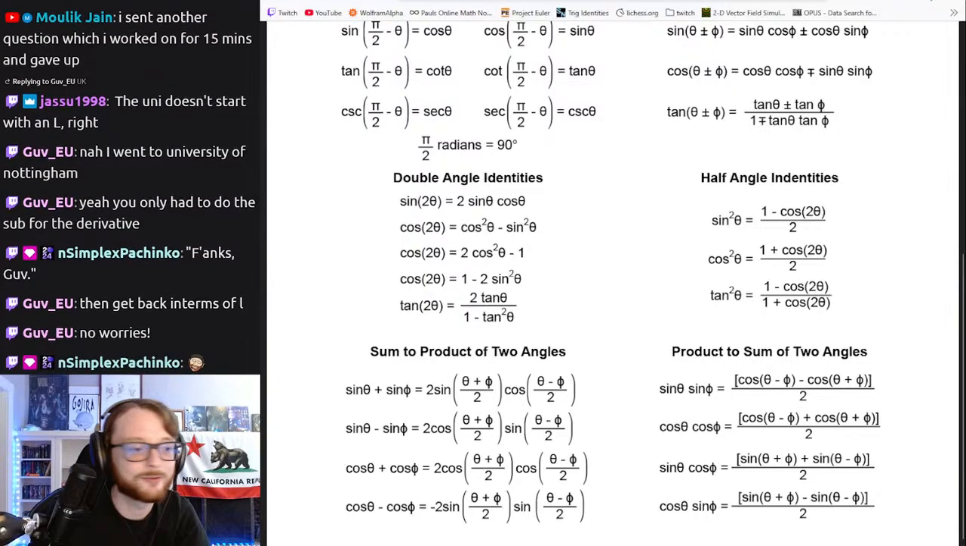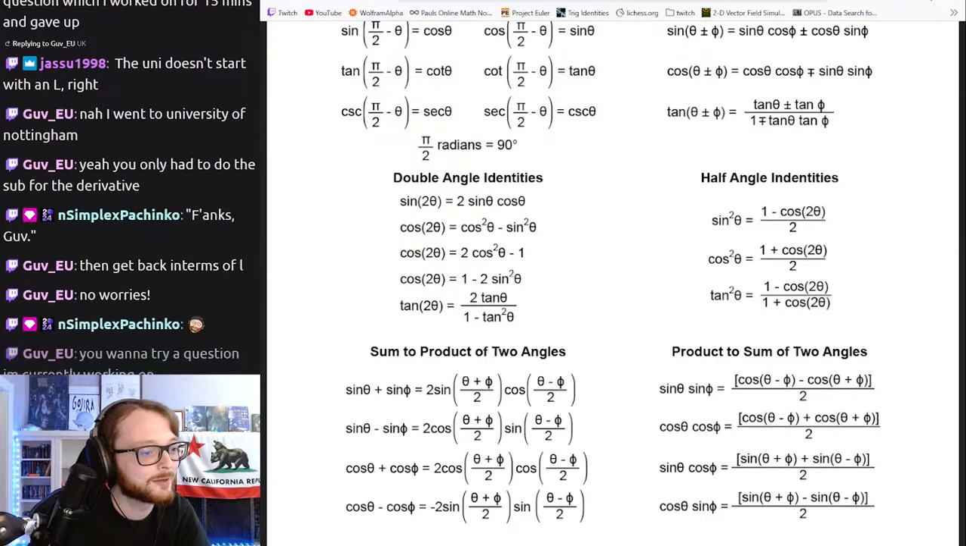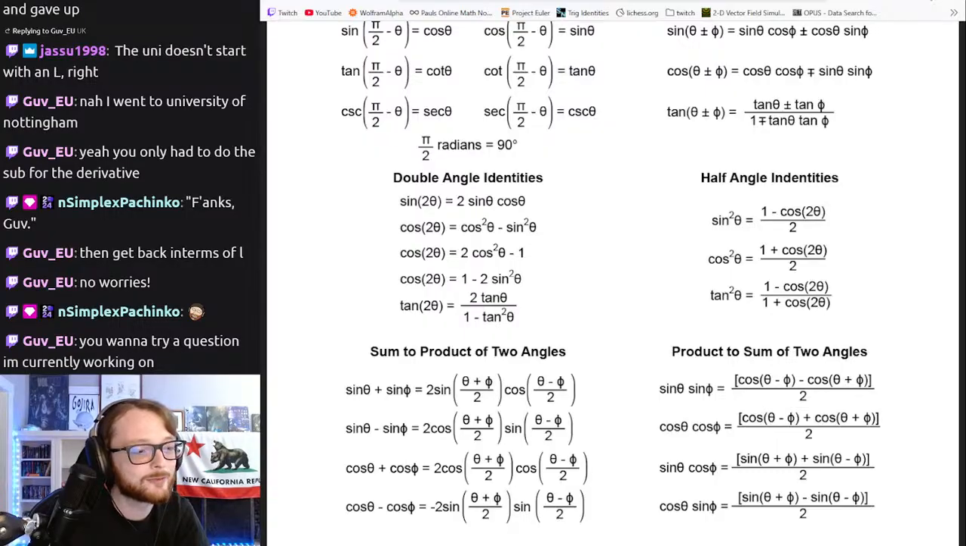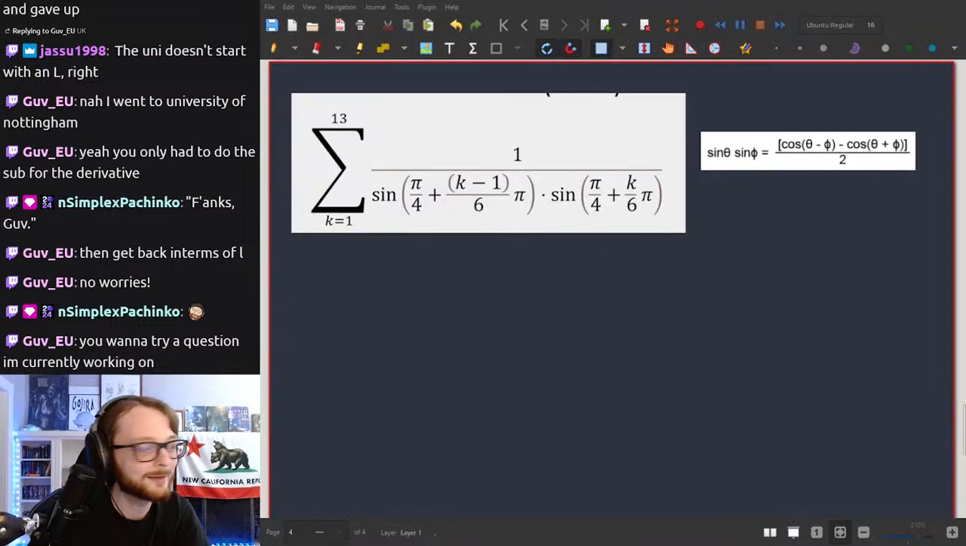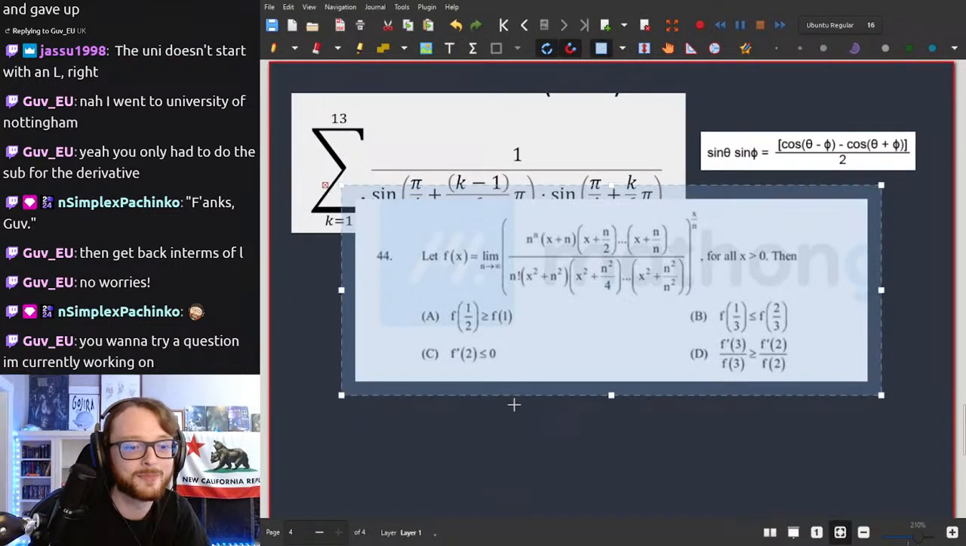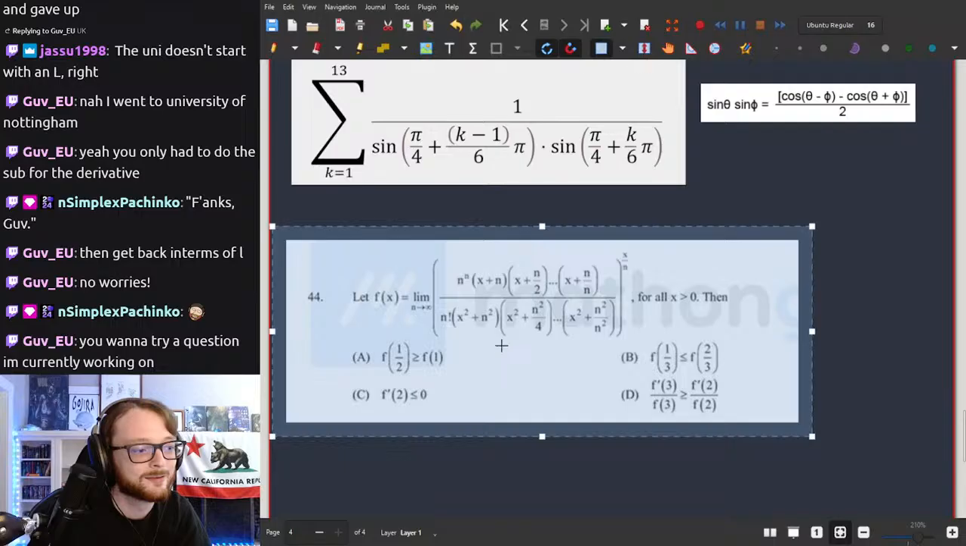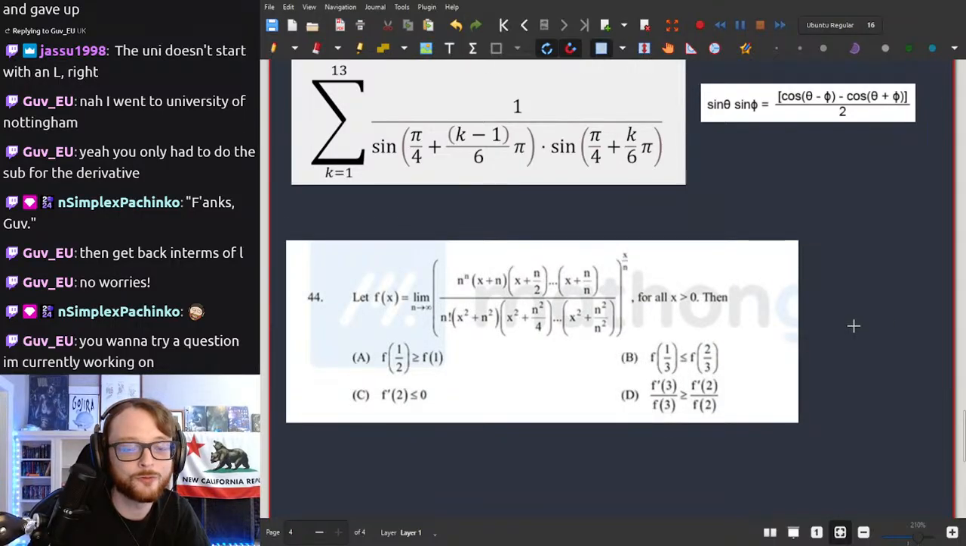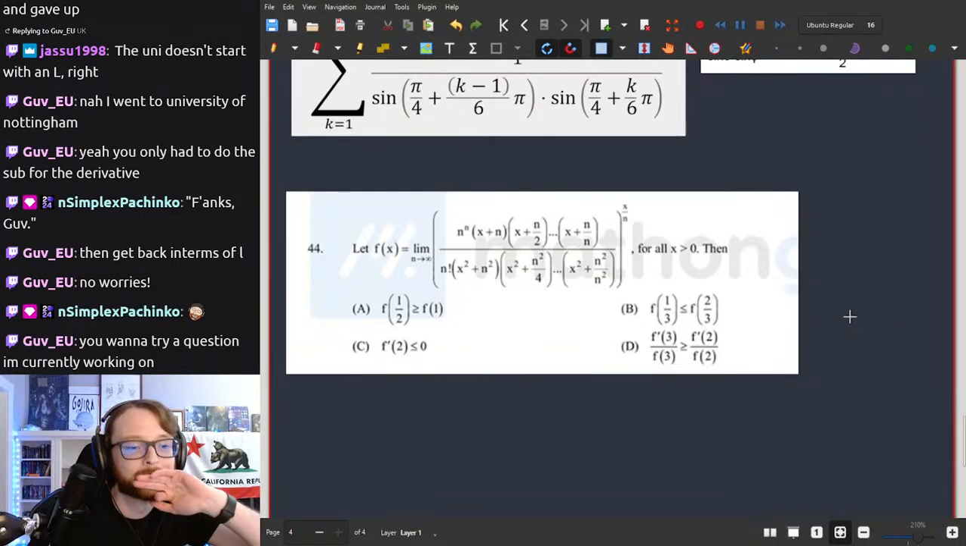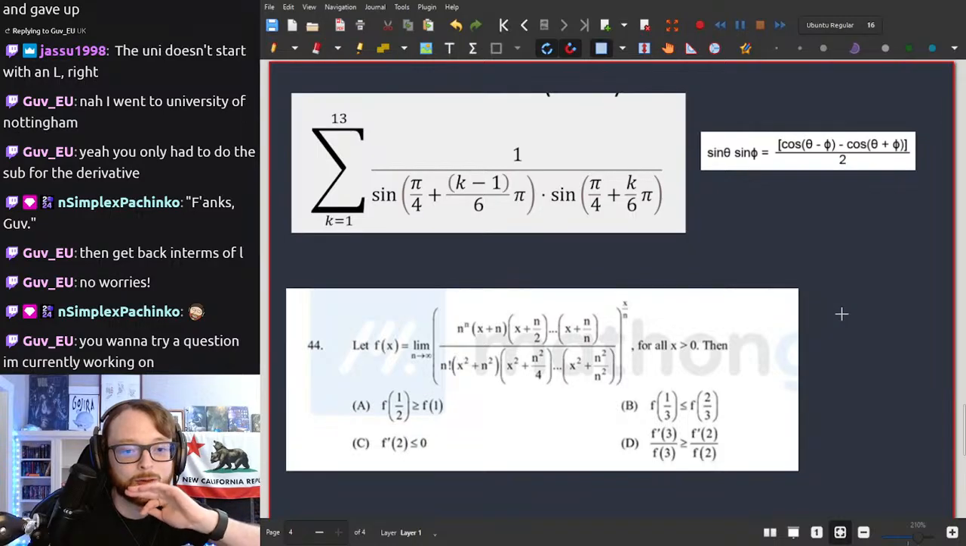Okay. Nice. Oh my god. Is this question solvable by anyone on Earth? A question you're currently working on? I can take a look. Muluk has posted these 2 questions now. And I don't know if I can do either of them.